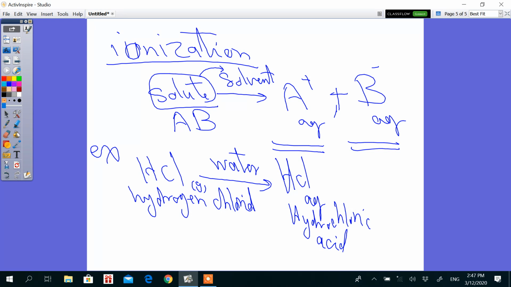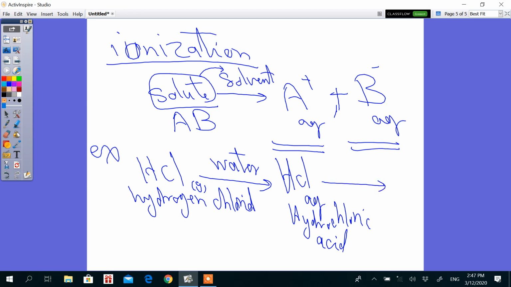So I cannot call all HCl hydrochloric acid. It is a wrong concept. Most of you say HCl is hydrochloric acid. No. If HCl is a gas, it is hydrogen chloride gas. But when it dissolves in water, it produces HCl aqueous. That's your hydrochloric acid now.